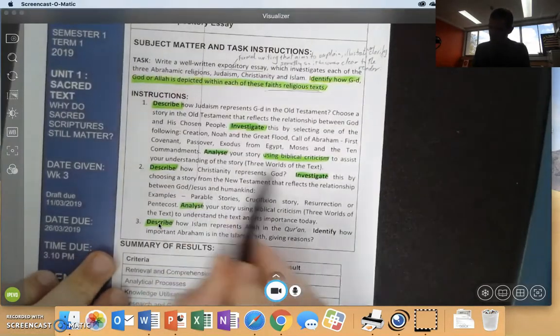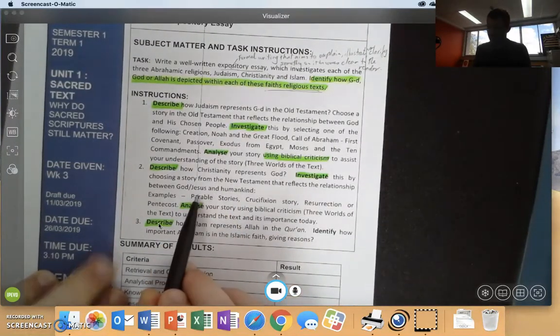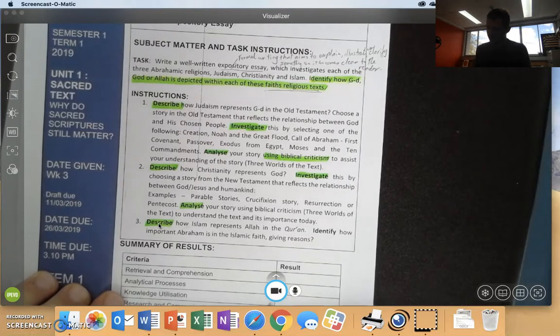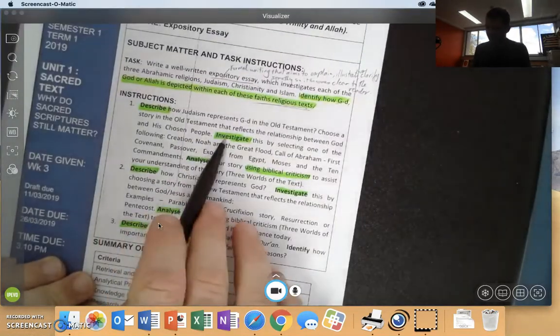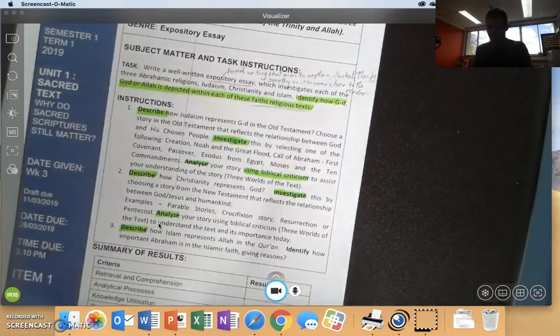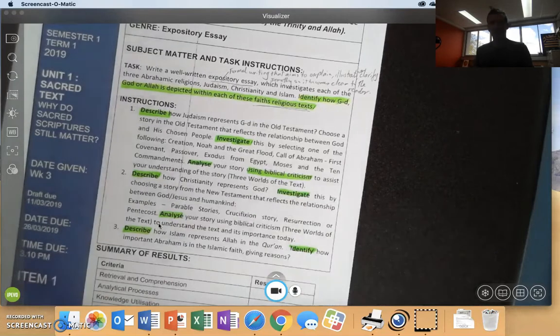When you're asked to analyze, which you're asked to do in these two in particular, that's going to be your analytical process. The knowledge utilization is your investigate. Okay, when you're investigating, identify, we've got to do that. Highlight that one there. All right, that's important to know.